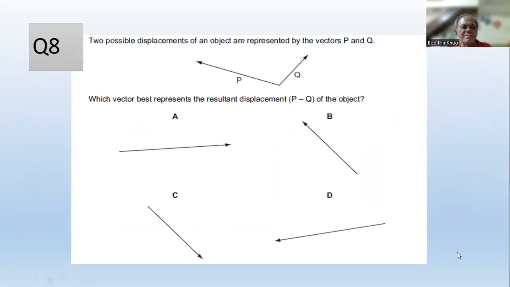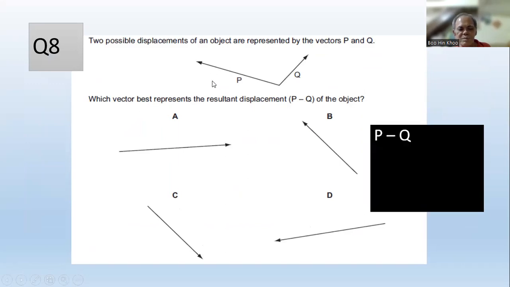Let's try another one. Two possible displacements of an object are represented by vectors P and Q. There's a vector P, a vector Q. Which vector best represents the resultant P minus Q? So that's your P. You can use the triangle of forces or the parallelogram rule. P minus Q is just P plus minus Q, so minus Q is here. We can use the parallelogram rule, or we can transfer this one to here using the triangle rule. And that's the answer, D.